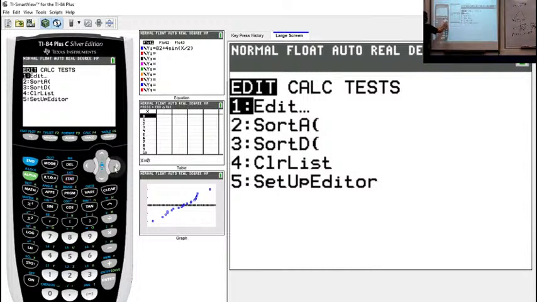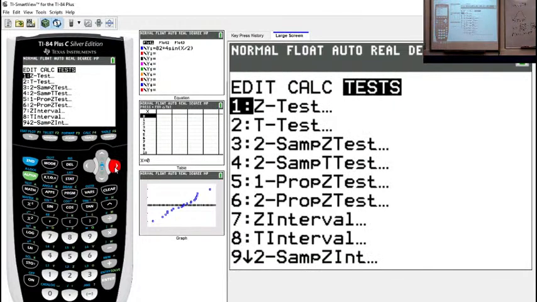All right. Stat, over to tests. It's our same menu that we were doing last time. Here's what it's going to ask you. It's going to ask you about the null hypothesis and the alternative. It's going to ask you what p hat was in the same way that you did with the confidence intervals. And then it's going to do the calculation for you. Here we go.